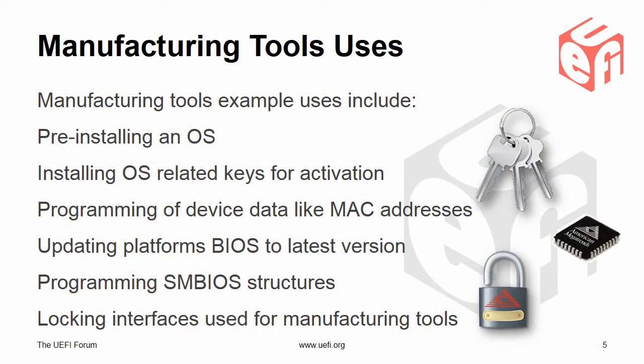So what are examples of these tools that are typically used in manufacturing? Tools for pre-installing an operating system so that we can deliver a machine that is already ready to use out of the box. Tools that allow to install special activation keys directly into the system so that the installed operating system, again, can be immediately used out of the box.